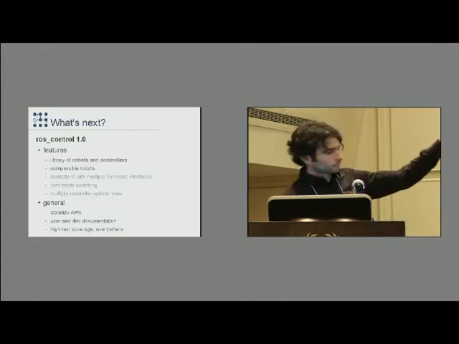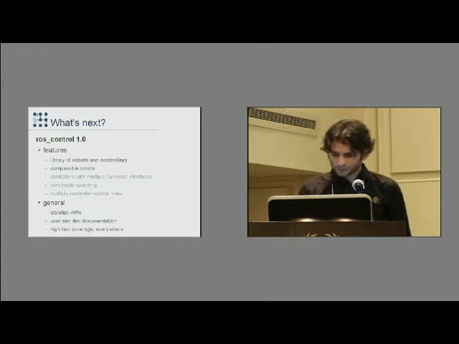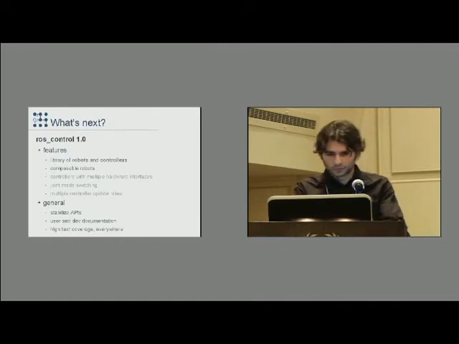Then there's some other stuff that I'm not going to go into details here, but from a more general point of view, we would like to stabilize the APIs to reach 1.0, to have better user and developer documentation. There is already some, but we need more. And then higher test coverage everywhere, because right now we have packages that have great, spectacular coverage, but then we have some others that are not so spectacular. So since control is a very delicate thing, high coverage is important.